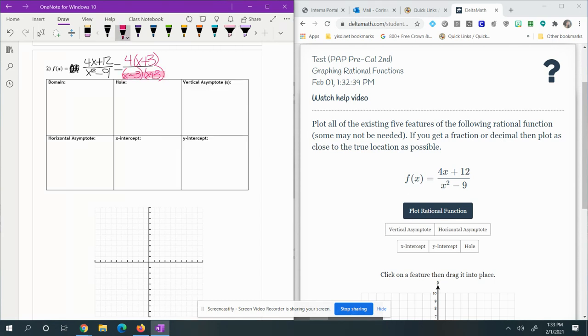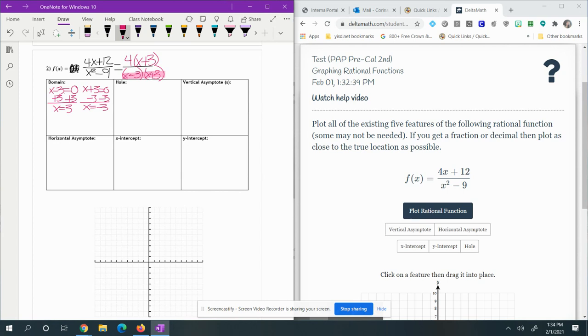That's how we start off our domain. So x minus 3 equals 0. x plus 3 equals 0. We solve for x, so plus 3, x equals 3. Here, minus 3, x equals -3.